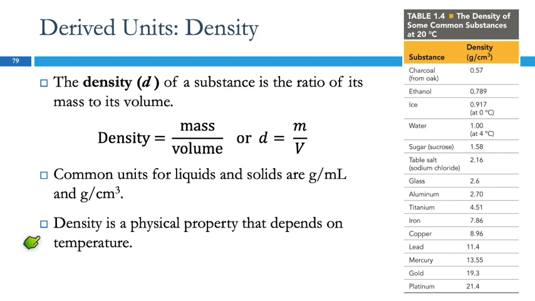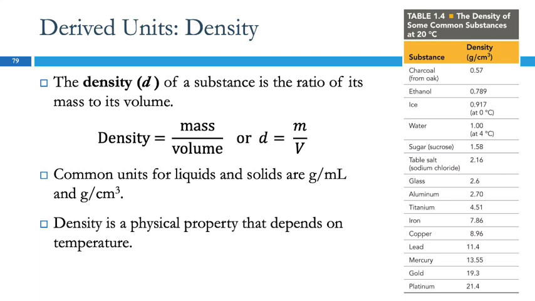So density is a physical property that depends on temperature. This is also on the worksheet. It's a question. So if density depends on temperature, that means that one of these things, mass or volume, depends on temperature. Does the mass of an object change with its temperature? The mass is a measure of how much matter is in the object. Or does the volume change? It's the volume that changes.